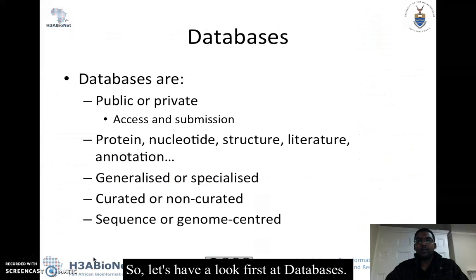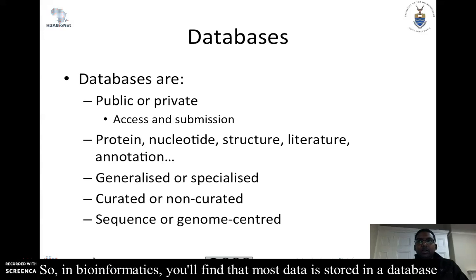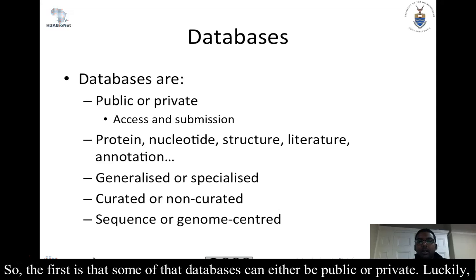So let's have a look first at databases. In bioinformatics, you'll find that most data is stored in a database. And there are some different aspects or different types of databases that are available out there. The first is that some of the databases can either be public or private.